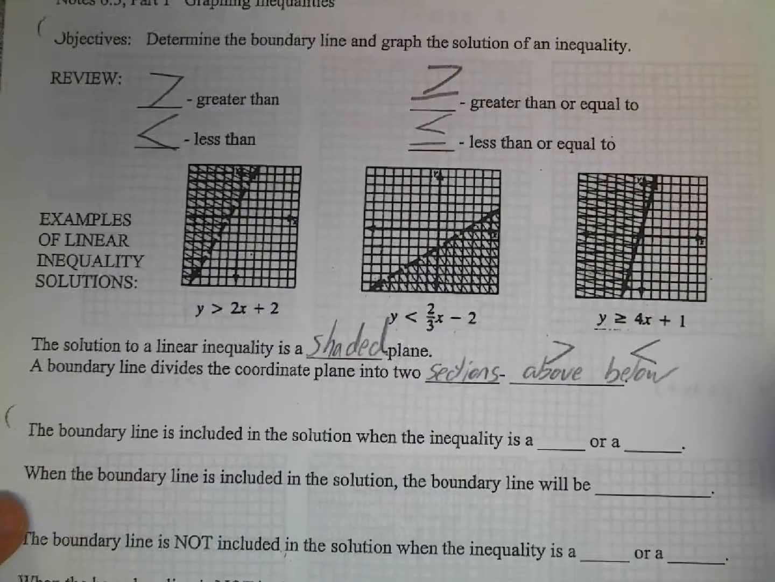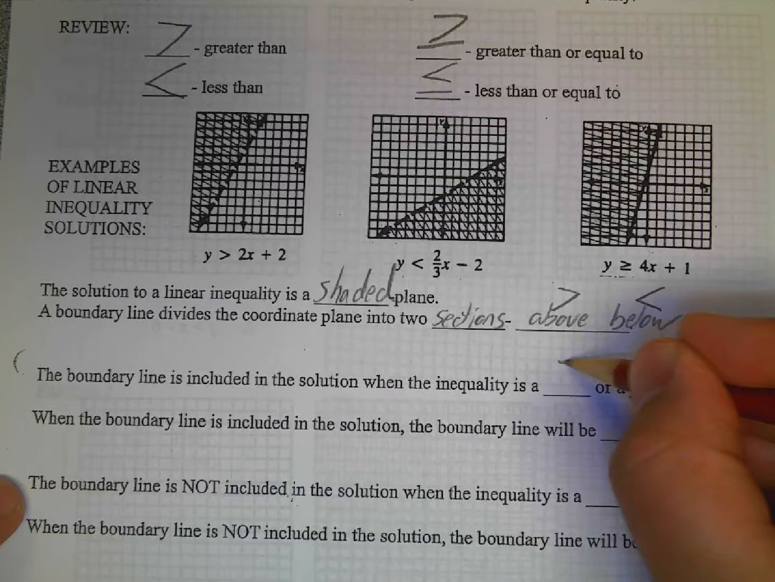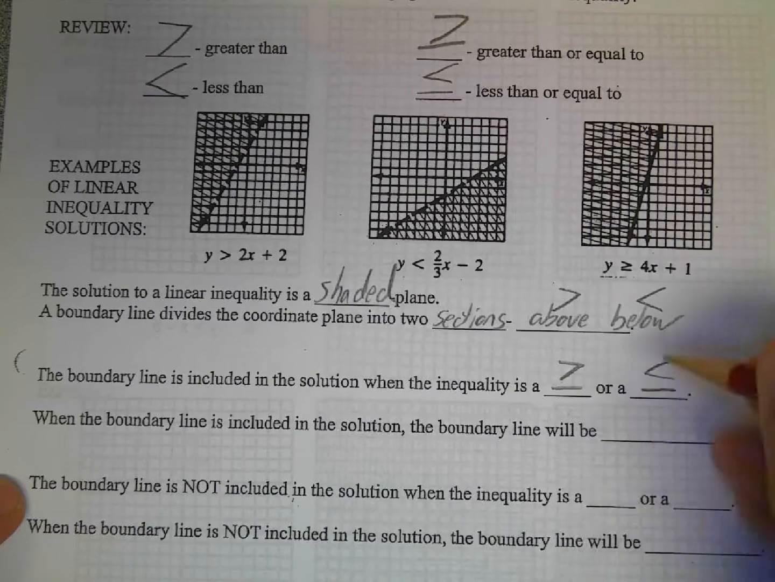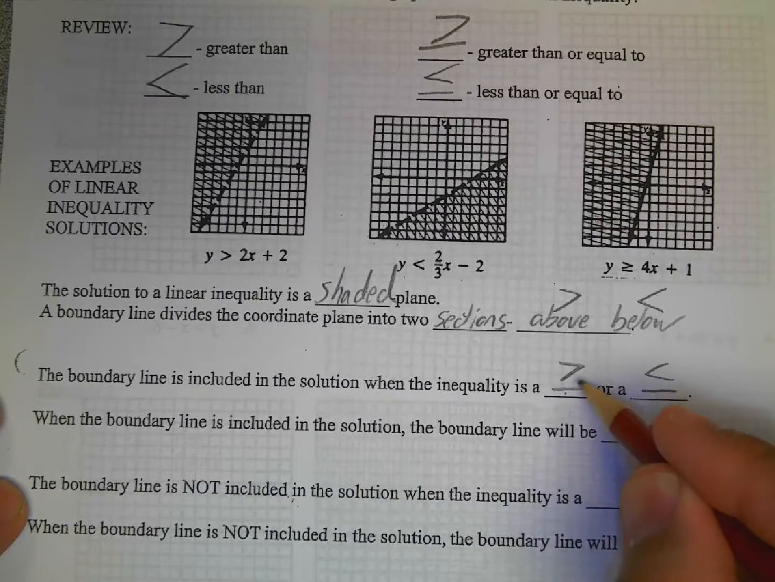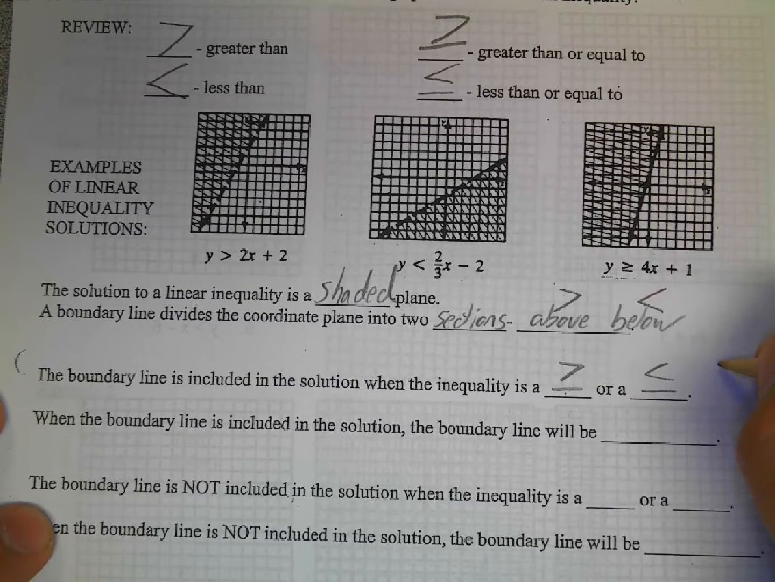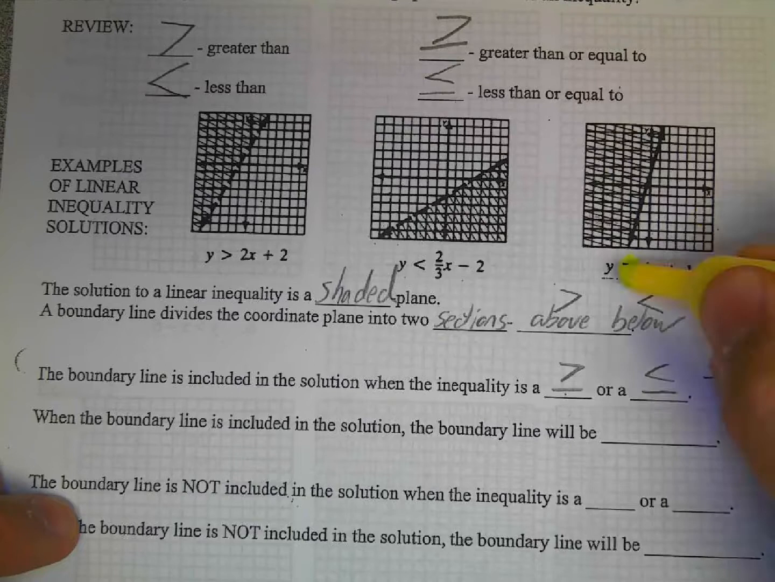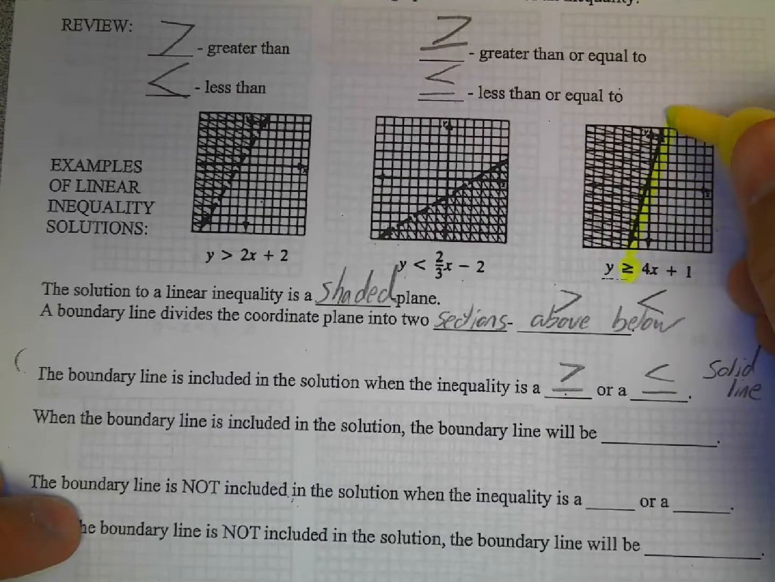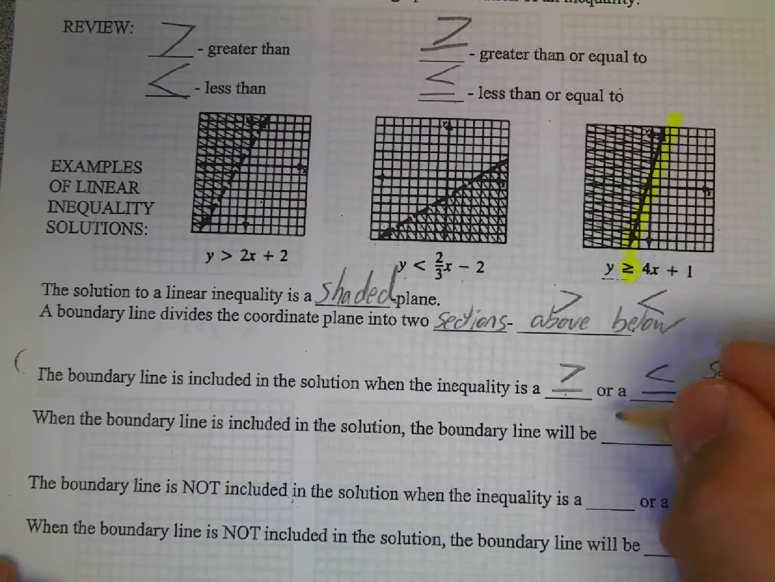The boundary line is included in the solution when the inequality is greater than or equal to, or less than or equal to. So when you see the line on the bottom, the equal to on the bottom of our inequality, it's going to be a solid line that we're going to graph. For instance, if you look right here, here's my equal to example. I have a solid line. When the boundary line is included in the solution, the boundary line will be solid.